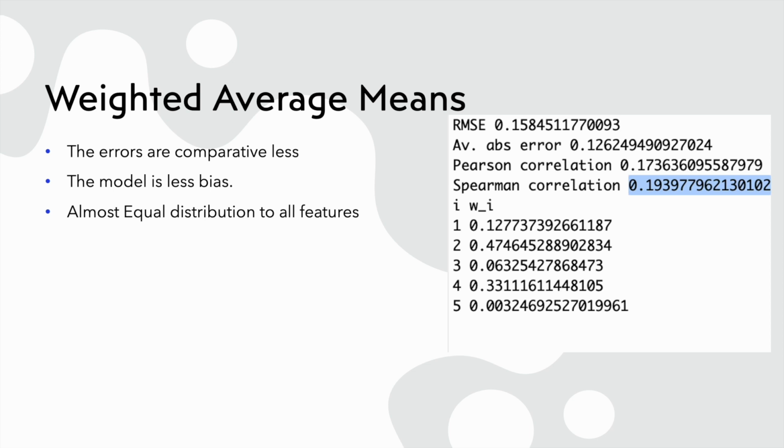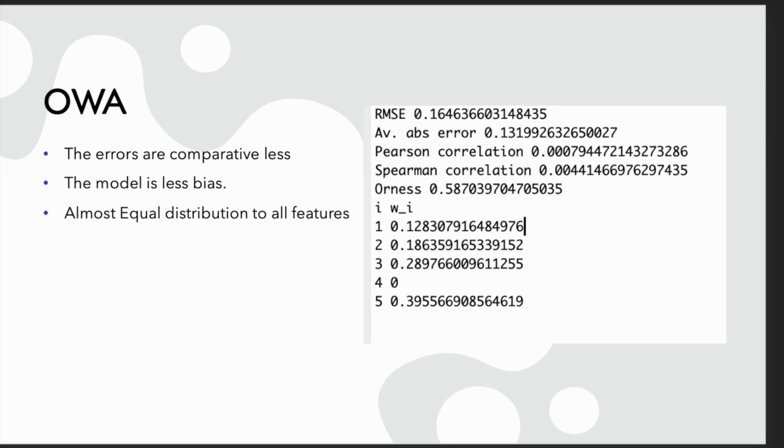Spearman correlation. So what we can discuss are the weights given to the model. As we can see, the weights are equally distributed, with no weight being given a lot of priority, almost equal distribution. The model is less biased and the errors are comparatively less.